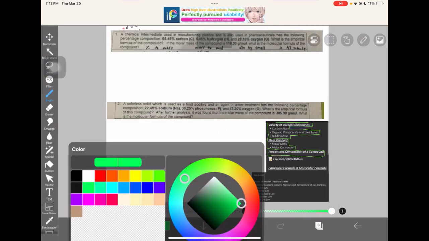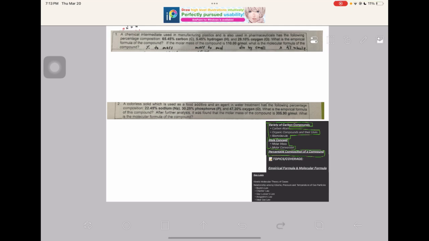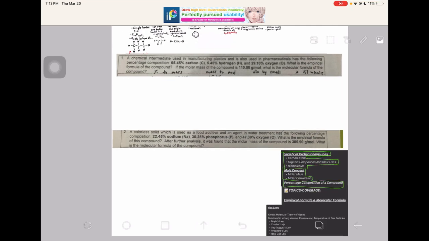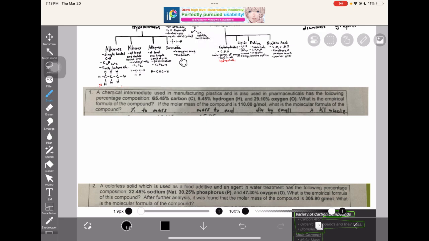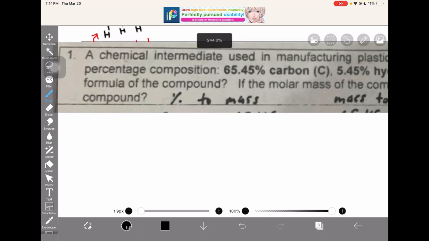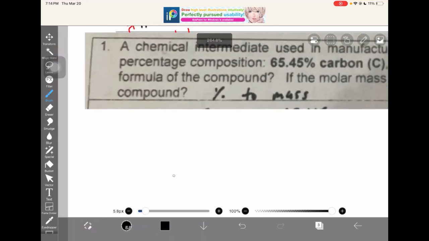So, how do we do this? I'll give you 2 sample problems. First, I'll go in depth with the first one, and then the second one will go a little bit faster. Okay, first let's read the problem once more. A chemical intermediate used in the manufacturing of plastics and is also used in pharmaceuticals has the following percentage composition: 65.45% carbon, 5.45% hydrogen, and 29.10% oxygen. What is the empirical formula of the compound? Let's stop there first and start to find the empirical formula.